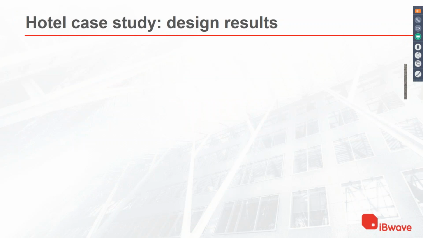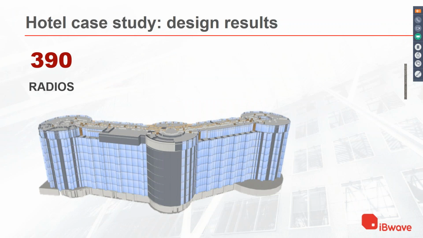So here's the answer. In this particular design, 390 radios were in fact needed, and this is, I think, a lot more than what most of you feel is needed. It's not too surprising here, but there were a few things that needed to be accounted for. First of all, this is not a brand new hotel. There's a lot of very thick walls, which do have an impact on the propagation.